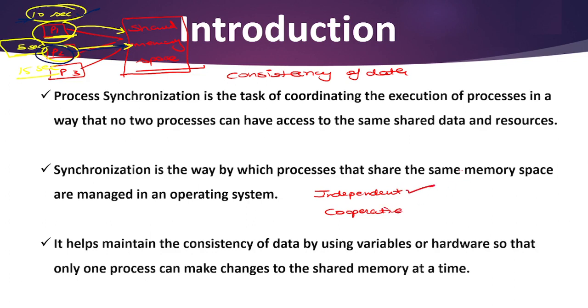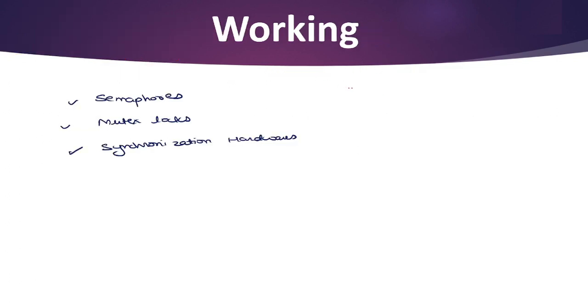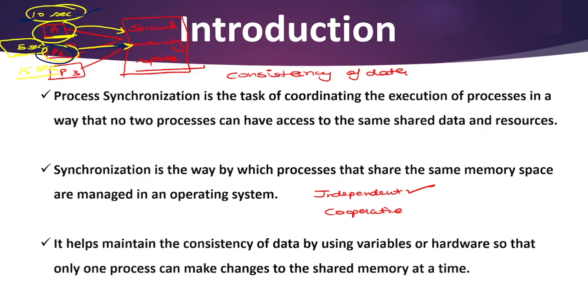So whenever we talk about independent process, two processes are said to be independent if the execution of one process does not affect the execution of another process. Means these two processes are independent of each other. If, let's say, process P1 is going to execute and process P2 is in the waiting queue, the execution of process P1 does not affect the execution of process P2.